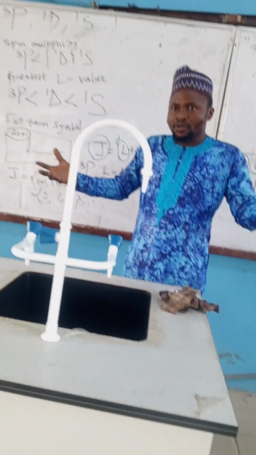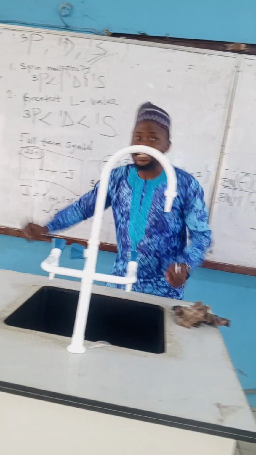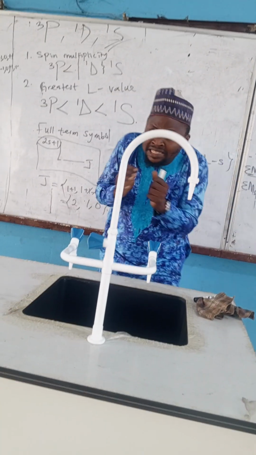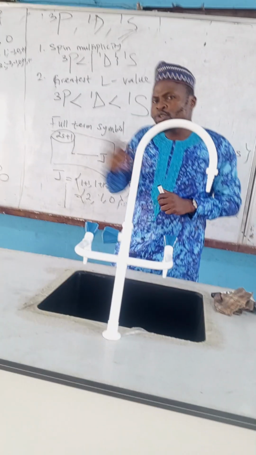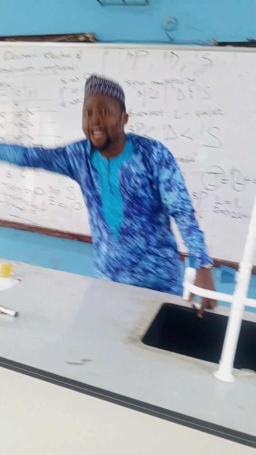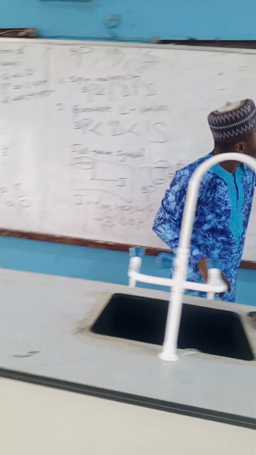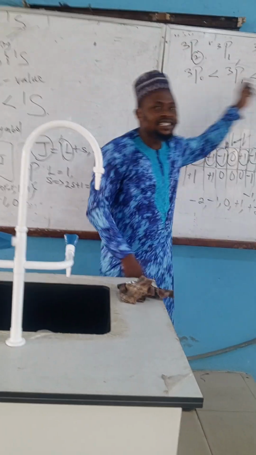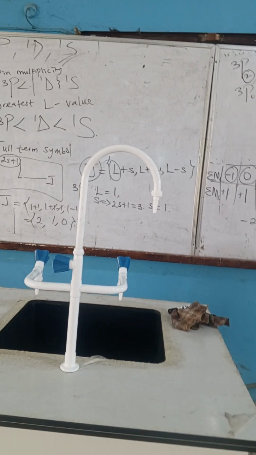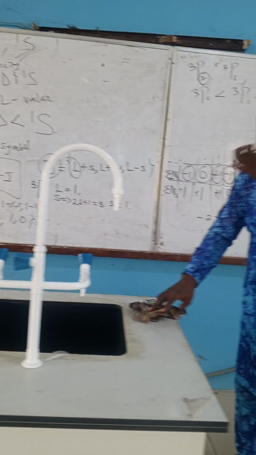Gaseous. Somebody that is jumping, and somebody that is seated calmly. Which of the two has the higher energy? The one that is jumping. That is the one that has the highest J value. It means that this one is higher in energy than this. So that is that.